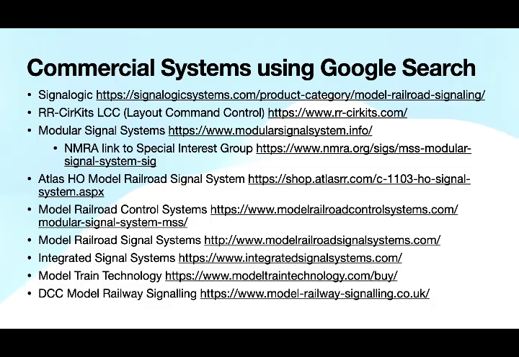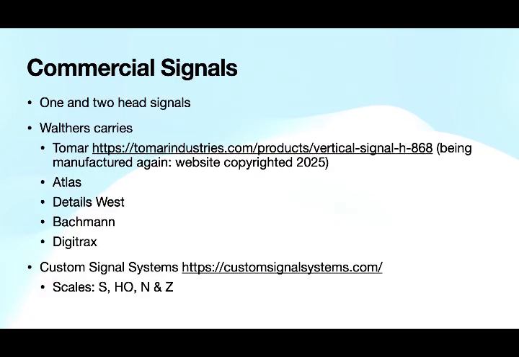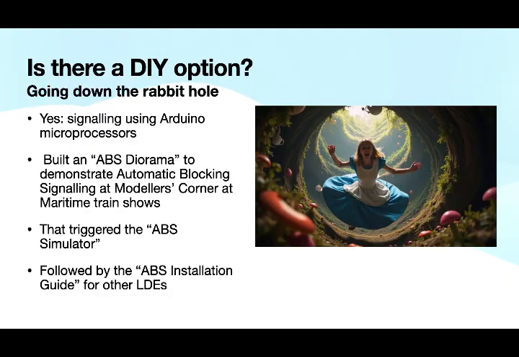Well, a Google search for commercial systems. Here's a list that I came up with. Commercial signals, 1 and 2 head, and where one can get them. Custom signal systems is exactly what it is. It customizes your signal order. Well, is there a do-it-yourself option? We're going to go down the rabbit hole.